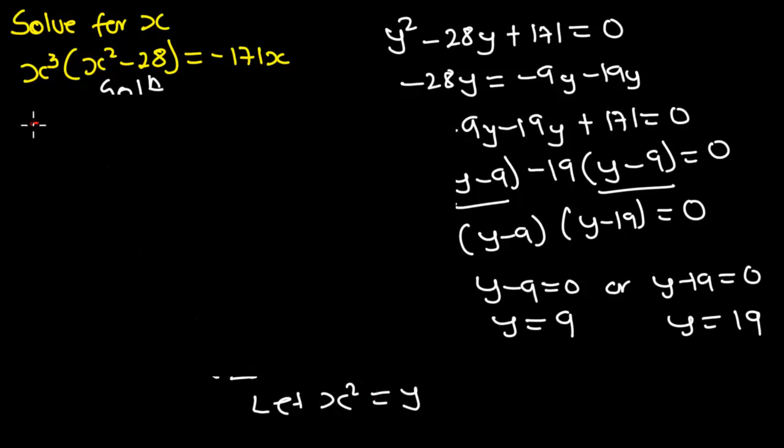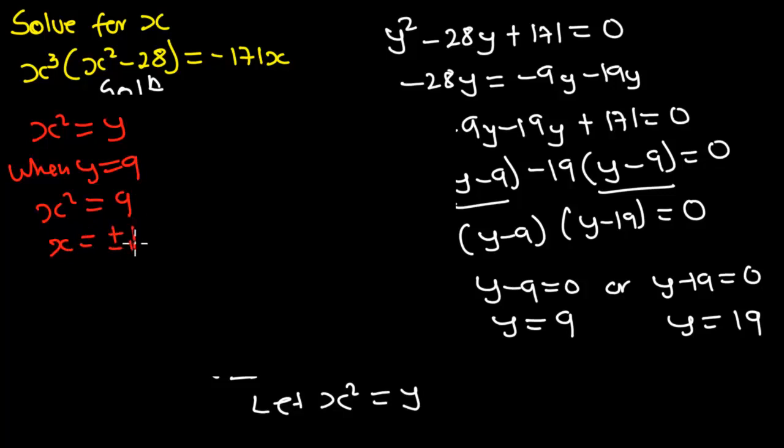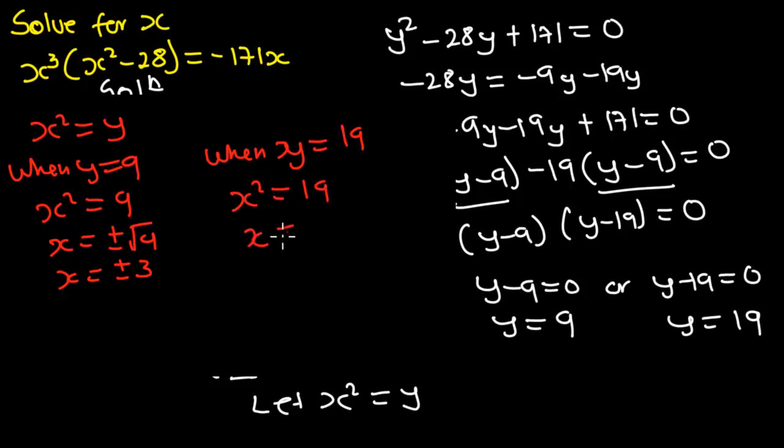Now we let x squared to be equal to y. So let's consider when y is equal to 9. When y is equal to 9, then x squared will be equal to 9. And so x will be equal to plus or minus square root of 9, and x will be equal to plus or minus 3. Now let's consider when y is equal to 19. So you are going to have x squared to be equal to 19 and x will be equal to plus or minus the square root of 19.